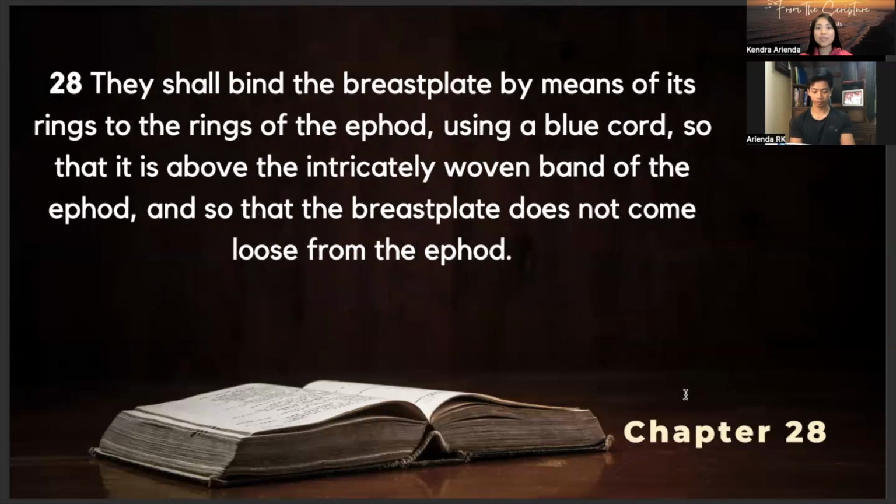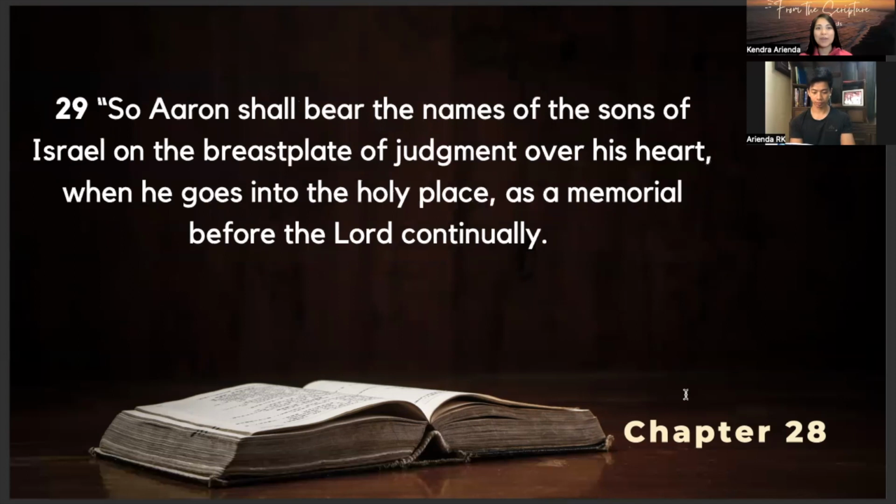They shall bind the breastplate by means of its rings to the rings of the ephod, using a blue cord, so that it is above the intricately woven band of the ephod, and so that the breastplate does not come loose from the ephod. So Aaron shall bear the names of the sons of Israel on the breastplate of judgment over his heart when he goes into the holy place as a memorial before the Lord continually.